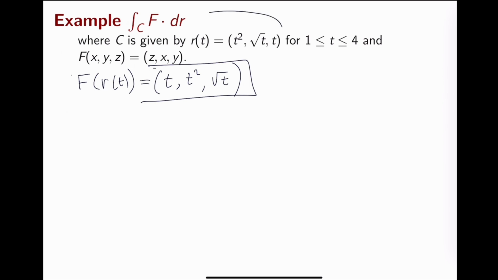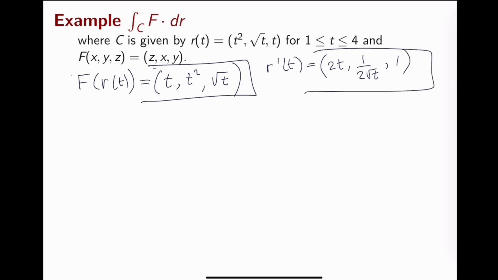And the second one is going to come from the curve. It's just the derivative of the curve. So the derivative of t squared is 2t. The derivative of square root of t is 1 divided by 2 times square root of t. And the derivative of t is just 1. Okay, so we got the second vector that we need in our dot product.